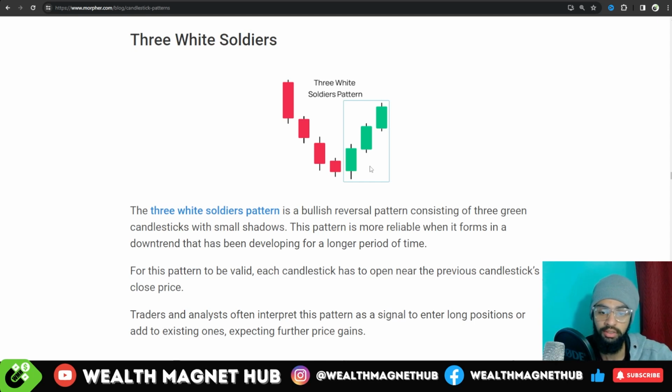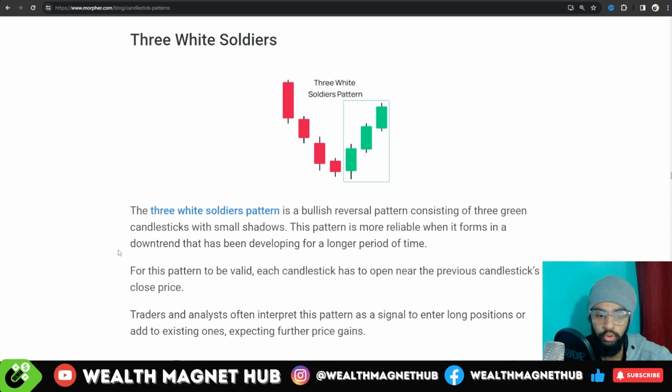3 white soldiers basically means 3 continuous green candles in a row, similar in size. So as you can see, they look very similar, and they're in a row. So 3 green candles in a row, similar size. That is called 3 white soldiers. Let's read this part right here.